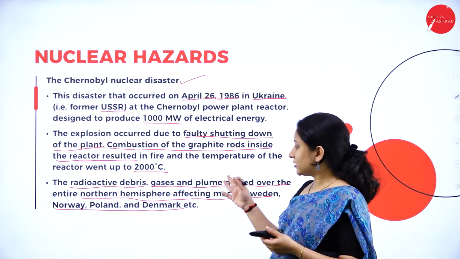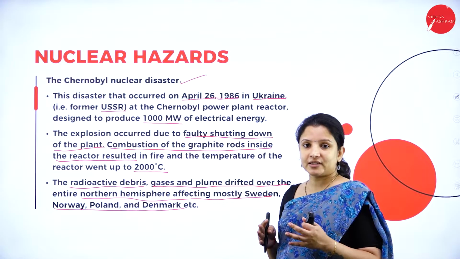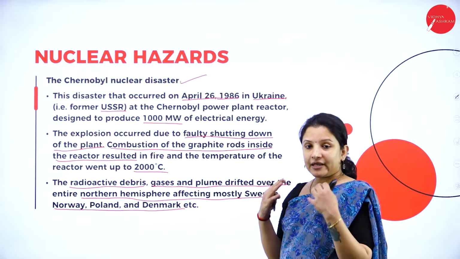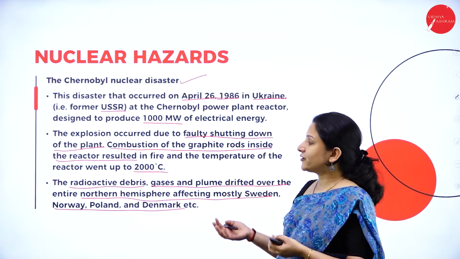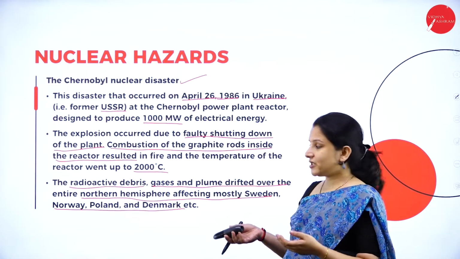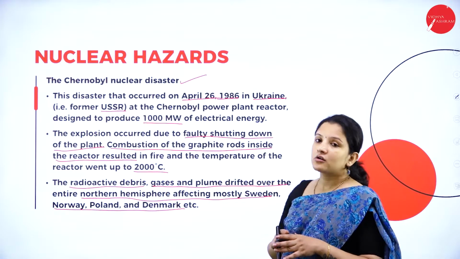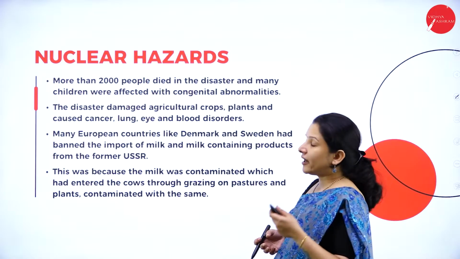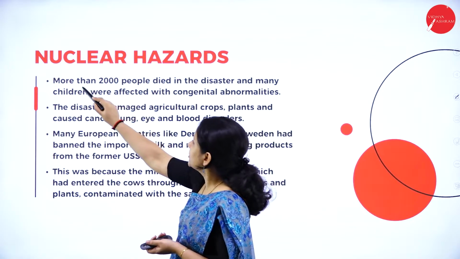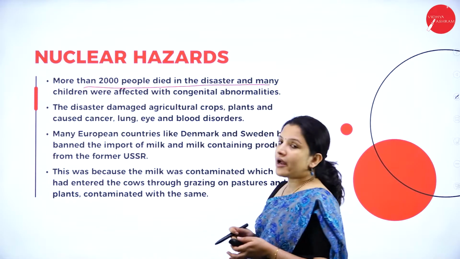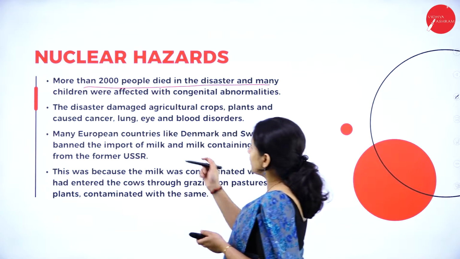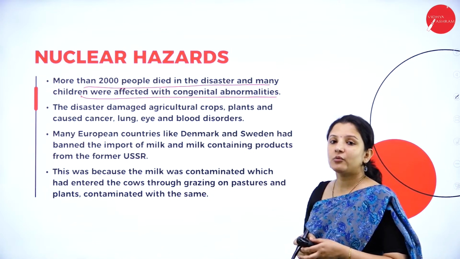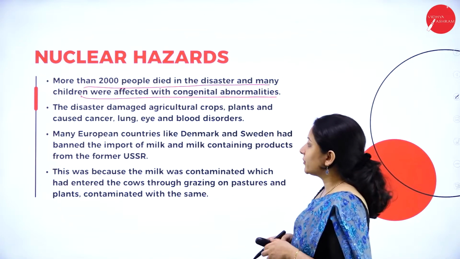Apart from Ukraine, whatever radioactive debris came out during the explosion of the power plant spread to the northern hemisphere, that is Sweden, Norway, Poland and Denmark, causing a lot of problems to human life there. Because of this, more than 2000 people died in the disaster, and many children were affected with congenital abnormalities. So abnormalities were seen in the children because of this disaster.